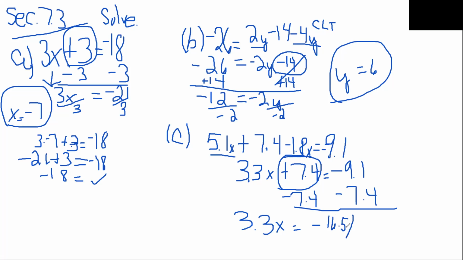The last step is to simply divide that by 3.3. So I will take that and divide it by 3.3, and there's my result: X is equal to negative 5. Final answer. So even with the calculator, you're able to still move through and solve to get X. That pretty much sums up section 7.3.